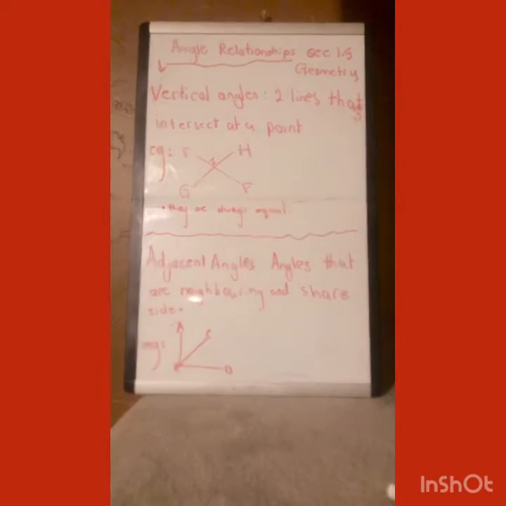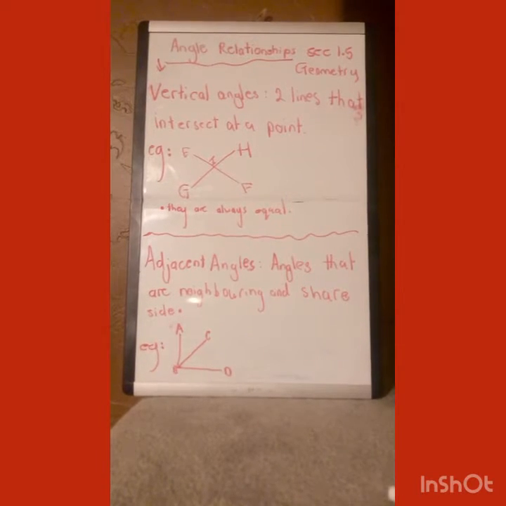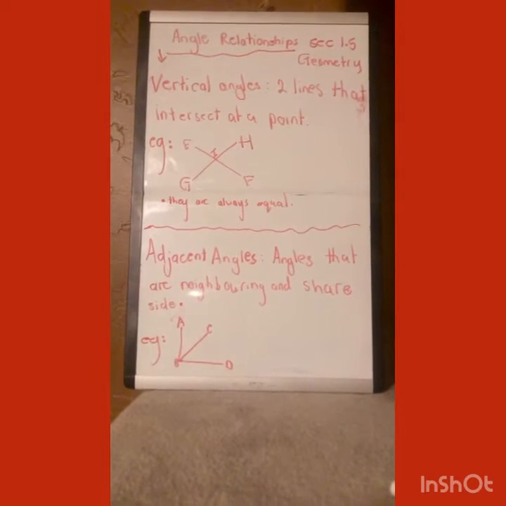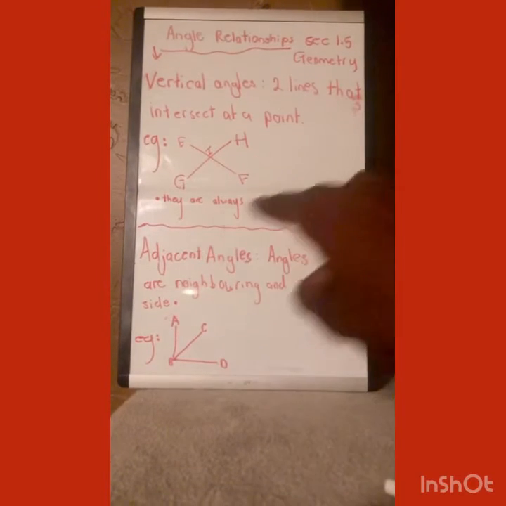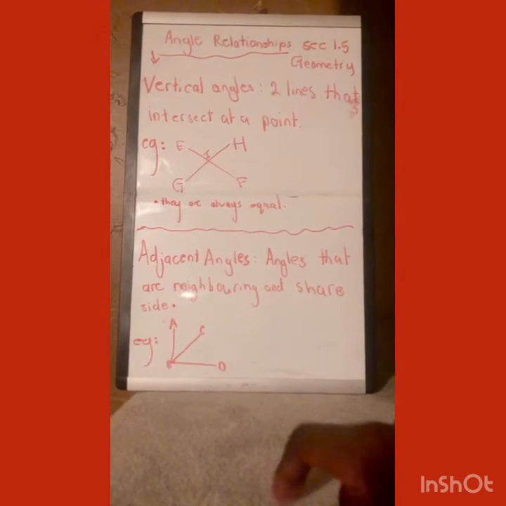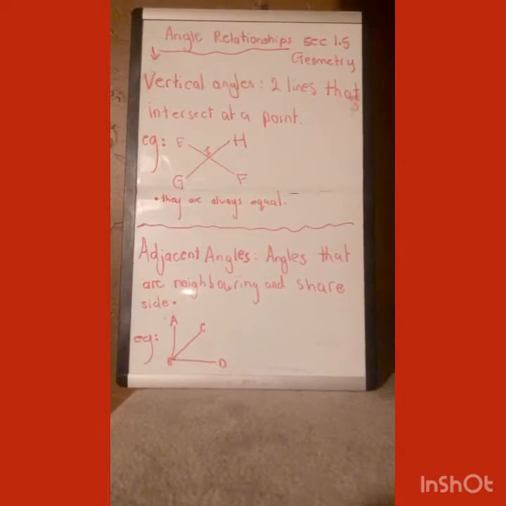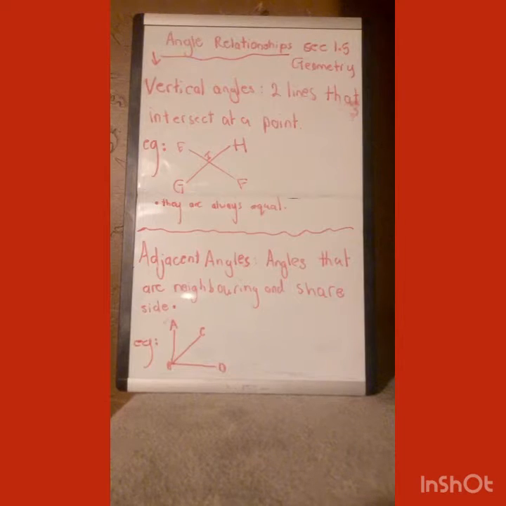These are basically angles created by two lines that intersect at a certain point. So let's look at the example. We have lines EF and GH. They intersect at the point I. One thing we must know about vertical angles is that they are always congruent to each other.